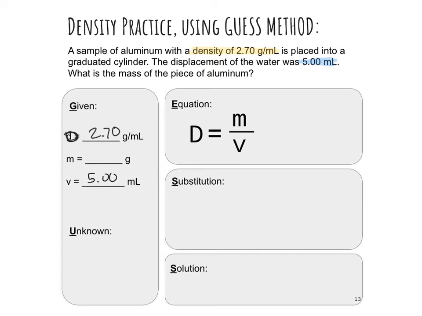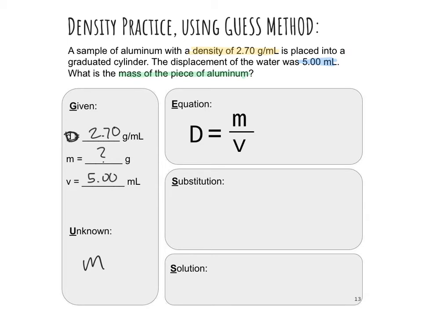And the thing that's left over, the thing that we don't know yet, is the mass. So down here under unknown, I'm going to put mass. And you can read the question. It says, what is the mass of the piece of aluminum? So now we're going to move on to the next thing, which is the equation. We've got the same equation written there, D equals M over V. But the problem is this time we're trying to find mass. So our equation has to be modified a little bit.